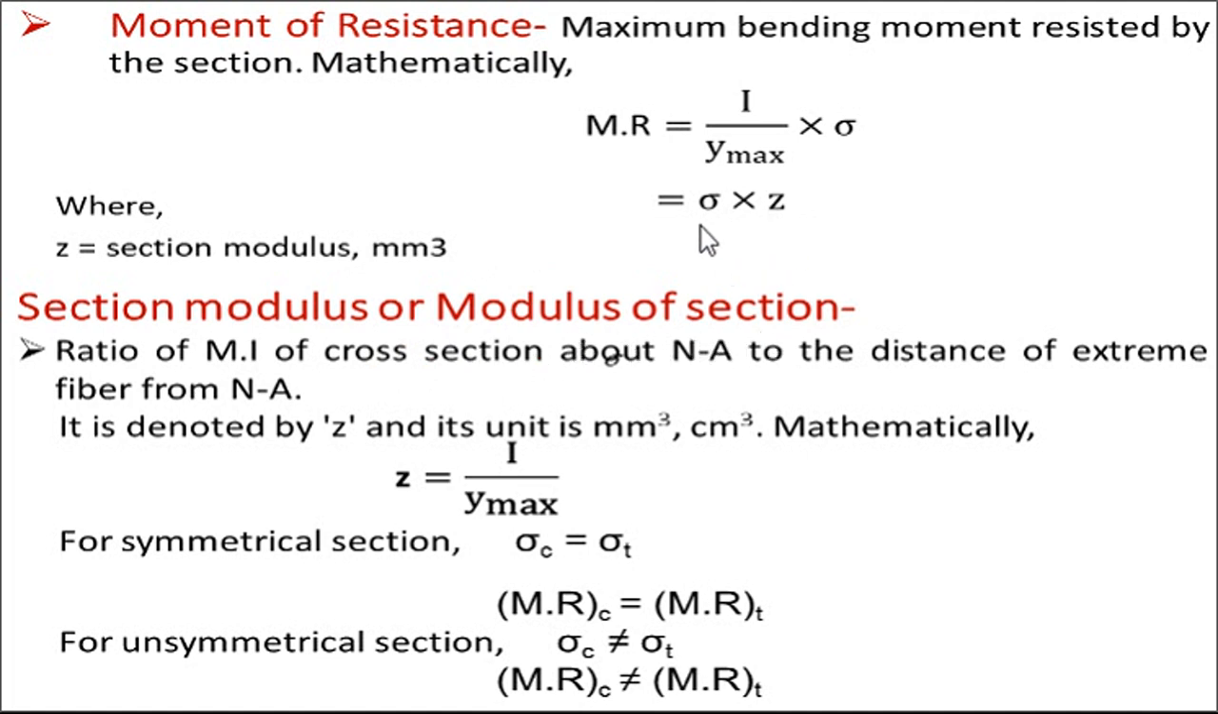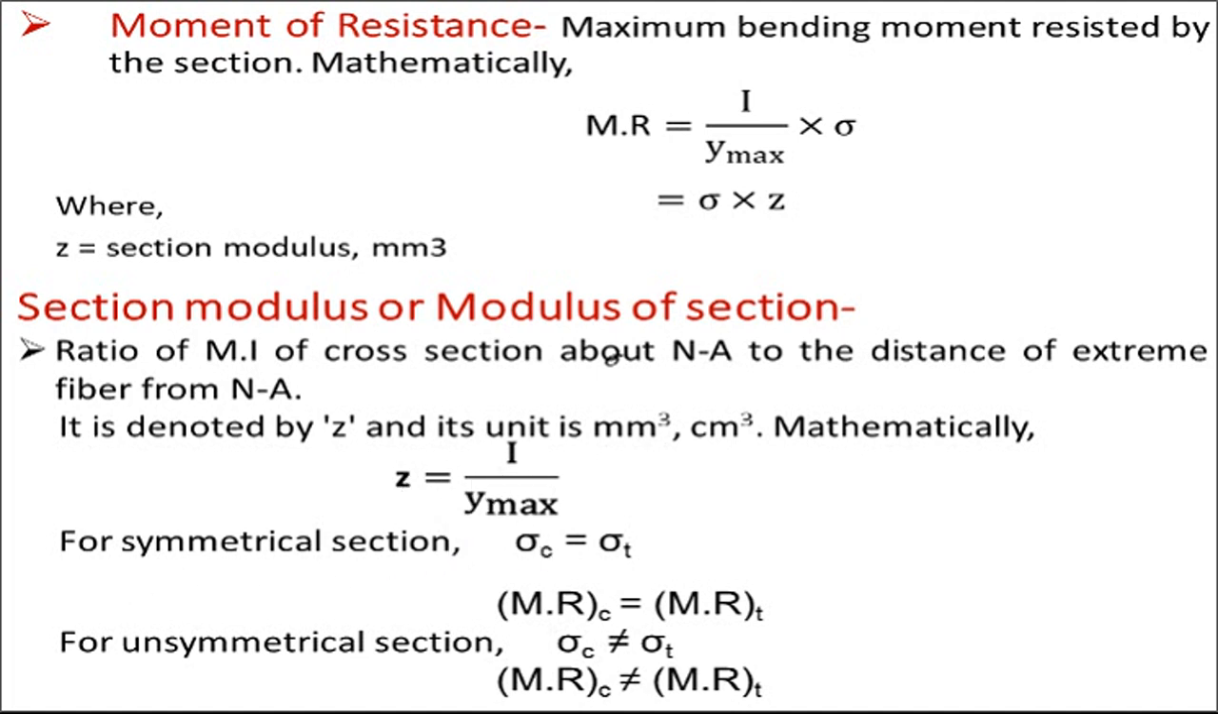We'll first define this Z, because we have written I upon y max as Z. What is meant by Z? Z is the section modulus. It is the ratio of the moment of inertia of the cross section about the neutral axis to the distance of the extreme fiber from the neutral axis. I is the moment of inertia of the cross section, and y max is the distance from the extreme top fiber to the neutral axis. This ratio I upon y is termed Z, the section modulus, and its unit is millimeter cube or centimeter cube.